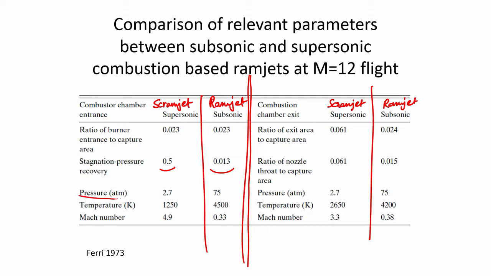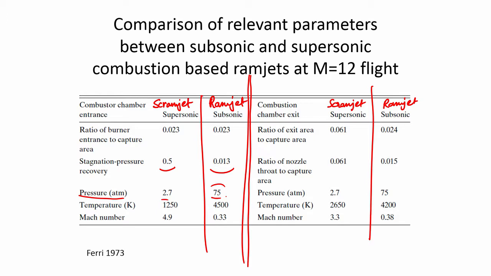The pressure here is 2.7, here is 75, an enormous pressure rise. So if you are compressing Mach 12 air into subsonic air, the pressure rise would be enormous. It will be very difficult to design a combustor for such a high speed operation which can handle 75 atmospheres. Temperature, this is the key.